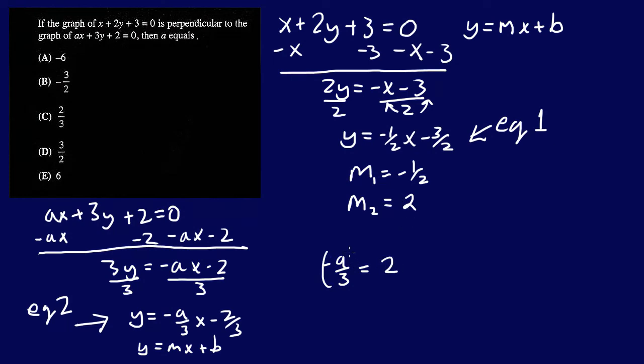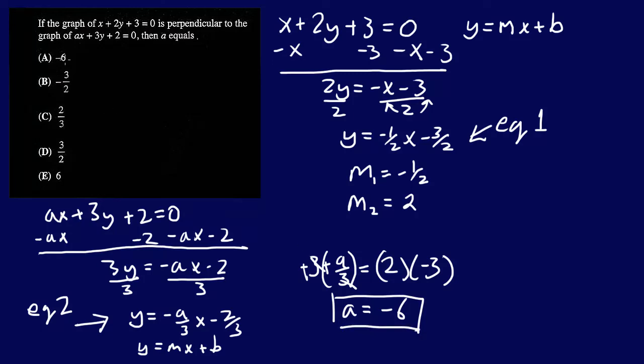And so now let's just get a by itself. We're going to multiply this by negative 3, and we're going to multiply the other side by negative 3. Then these 3's cross off, the negatives cancel each other out, and you're just left with a equal to negative 6. And that is your answer, A.